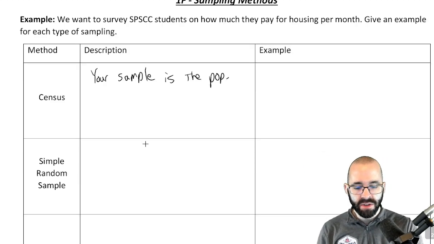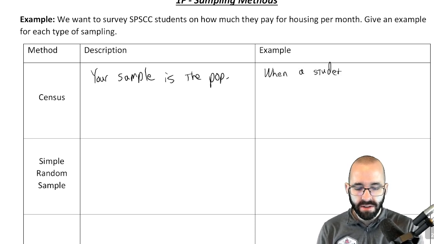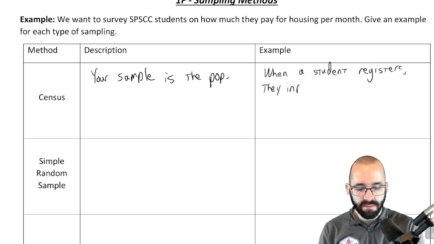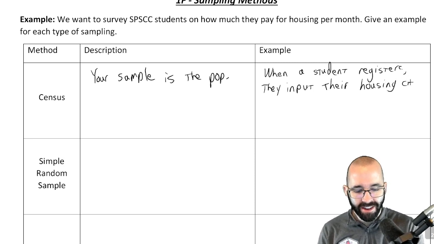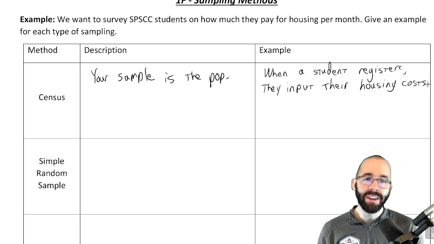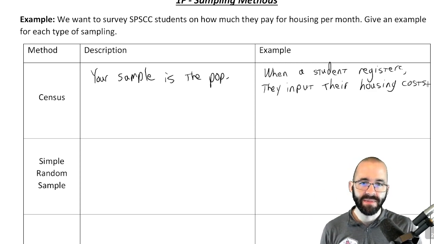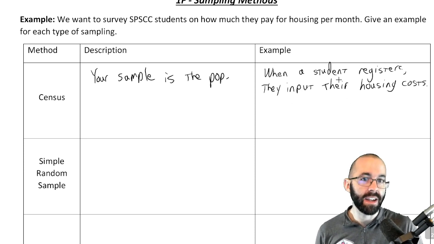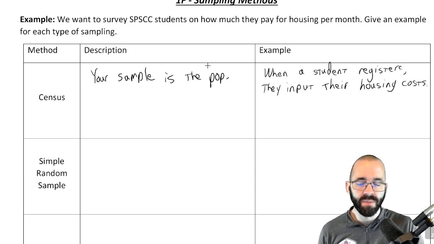So maybe when you sign up for classes, when a student registers, they have to input their height. Or sorry, we're not on height anymore. They input their housing costs, which would probably not fly. But here we go. For the example, that's what it would look like. We're getting data from everybody. That's what a census is.